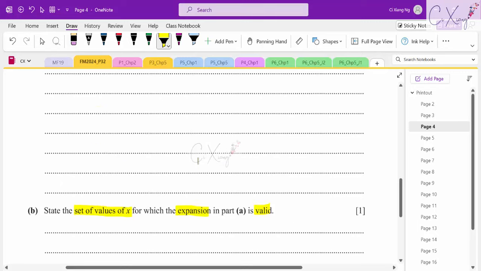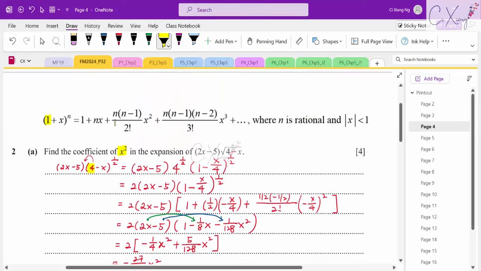If we have a look at the formula again, this is the formula that we apply here. They say where n is rational and also modulus x smaller than 1. That means this formula is true when the modulus x is smaller than 1. How I get this particular term, modulus x smaller than 1, comes from the bracket itself. They are taking the variable at the back, modulus, then smaller than the number in front.